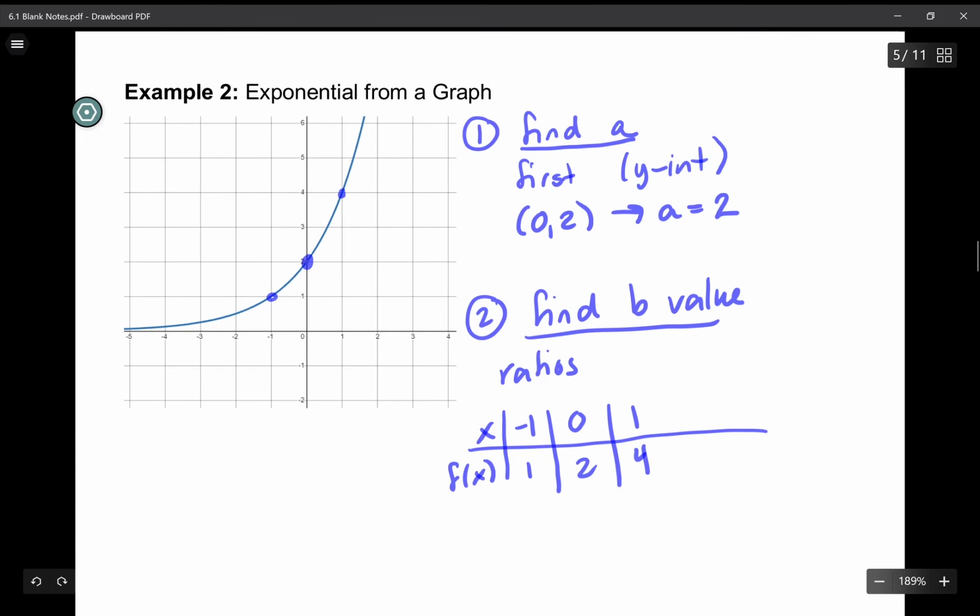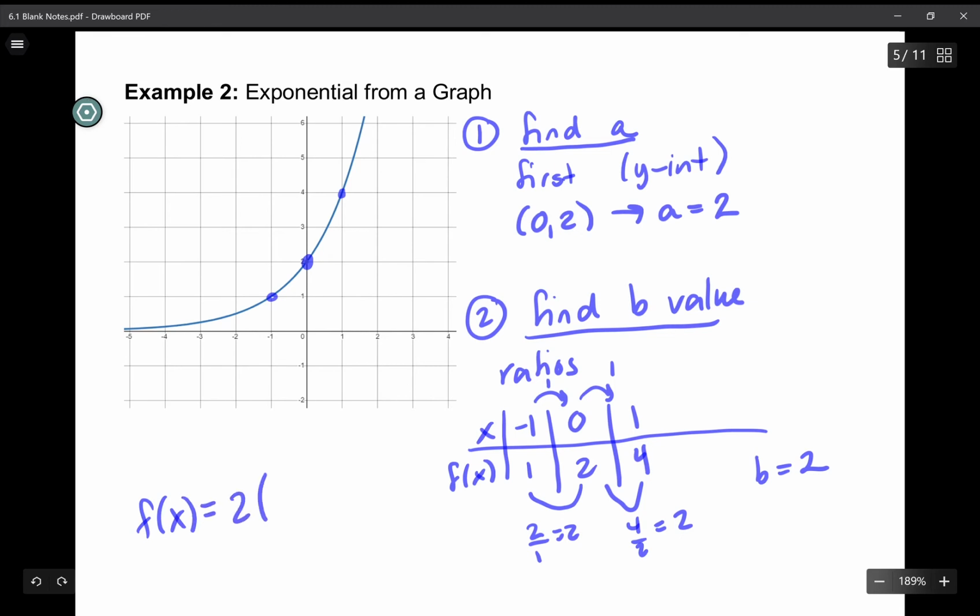And I can see my rate. These guys are going up by ones, which is what I need, right? So my ratio is 2 to 1, which is 2. And then my ratio is 4 to 2, which is also 2. So I know my b value is equal to 2. So my equation is f of x equals 2 times 2 to the x. 2 times 2 to the x.